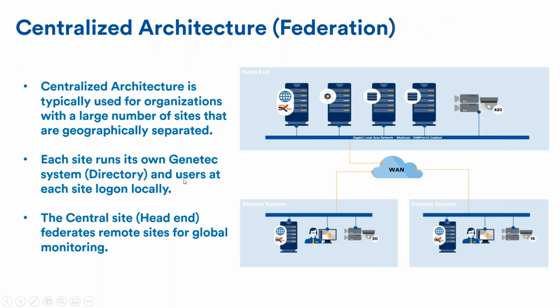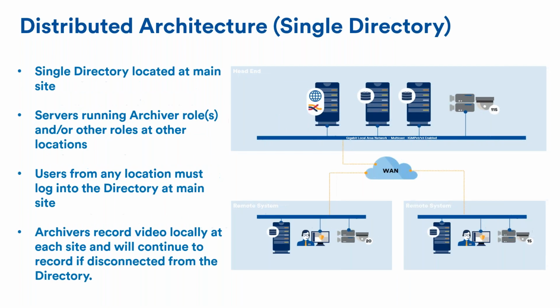In the next architecture scenario, we have what's called centralized architecture or federation. As it says here, centralized architecture is typically used for organizations with a large number of sites that are geographically separated. And in this architecture, each site is its own security center system. And what defines a security center system is the existence of a directory. So for instance, in the previous slide, you can see I have the directory, this is the icon, the globe at the head end, but I only have archivers distributed at the remote sites.